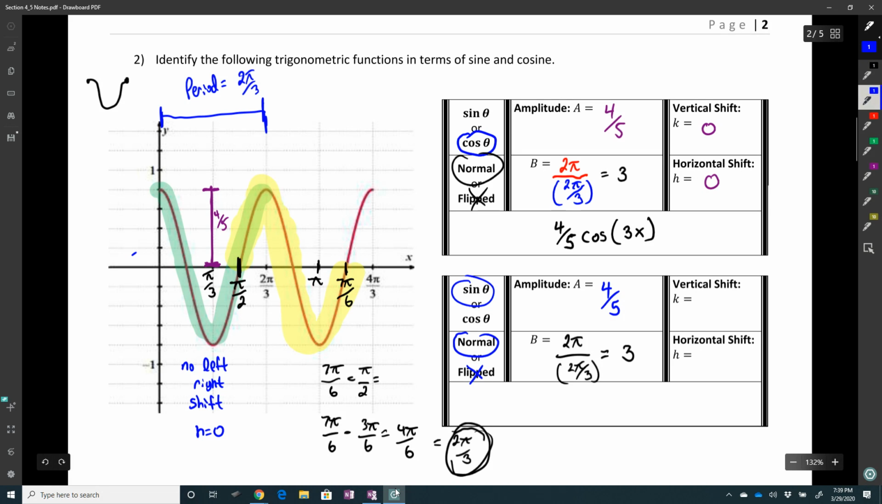Now, as far as shifting goes, this one did have a shift. Notice that it's shift right. So vertical shift is none. Again, no up, down. So that means that k is equal to 0. Okay, but the graph did go to the right by pi over 2, because that's where my sine wave started. Since it went right pi over 2, this h is just pi over 2.